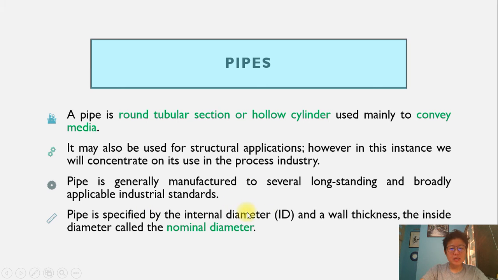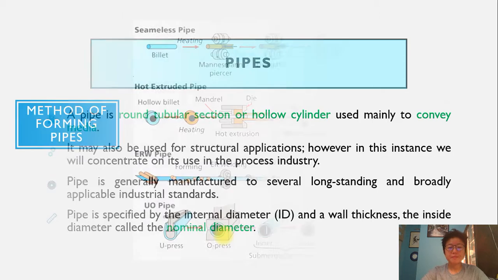Alright, and just take note of this fourth point here. When we talk about pipes, we specify them in terms of the internal diameter and the wall thickness. Usually the term that we use is the nominal diameter. And remember, the nominal diameter that we mean is actually the inside diameter. So to know the diameter of a pipe is to know the nominal diameter, and then we talk about the wall thickness, because that will determine the size of the fittings that you are going to use in combination with the pipe, right?